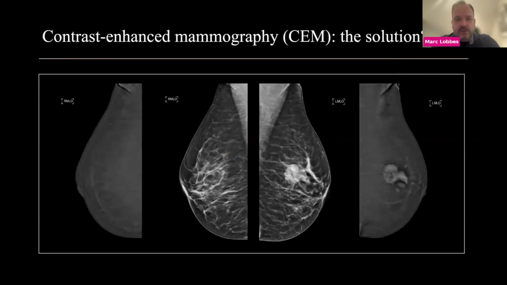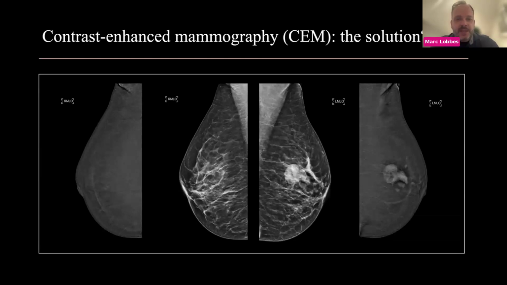Now, what does a typical contrast-enhanced mammography image look like? It looked like this. You have here only the MLO views being presented because of the size of the slide. But of course, you always have 2 views per breast. So we always acquire a CC view as well.